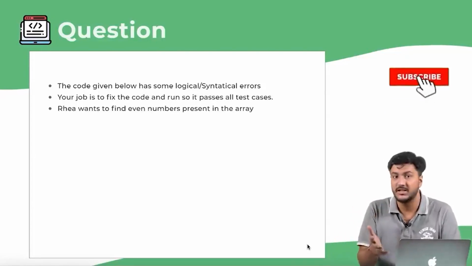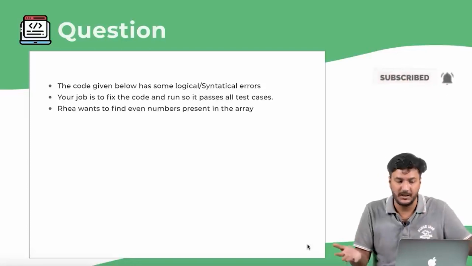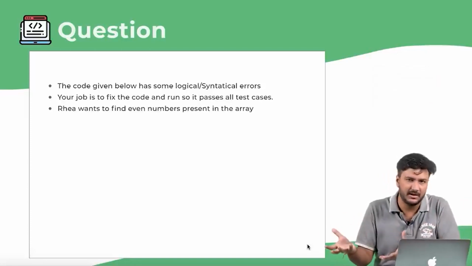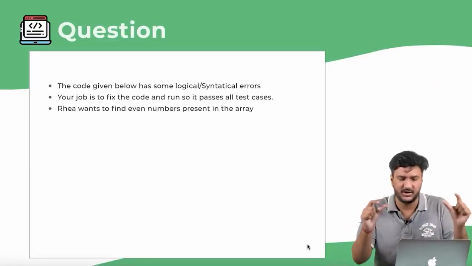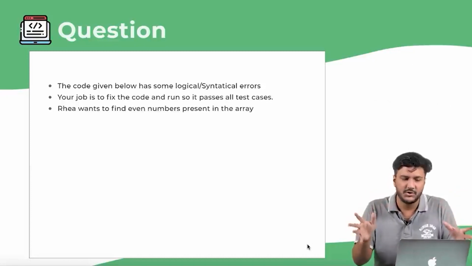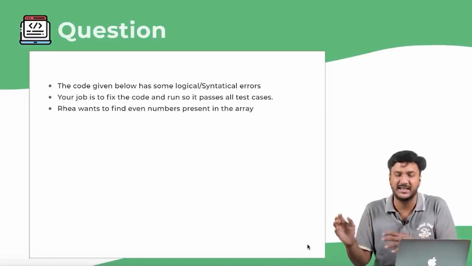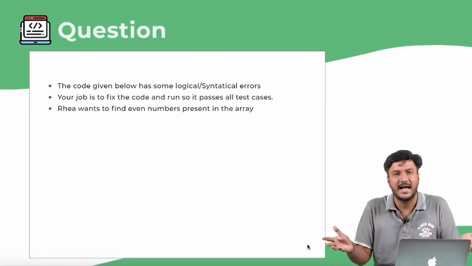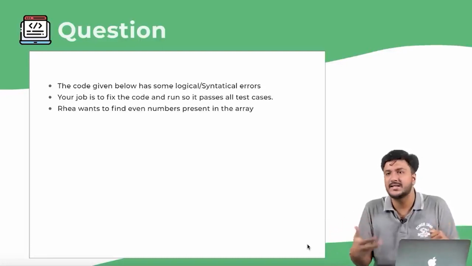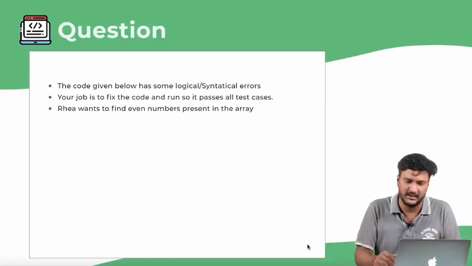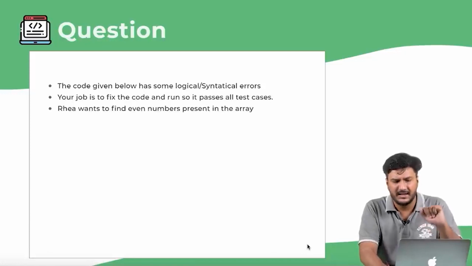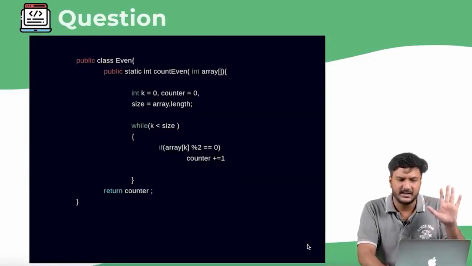The question would obviously be a little longer, but rather than wasting time in our class, I want to just shorten the question. Basic question is, Riya wants to find the even numbers present in the array, the total number of even numbers present in the array. So for example, the array has 10 elements, out of that 6 of them are even, so she wants to calculate that, right? So let's go ahead, and this is the particular question.